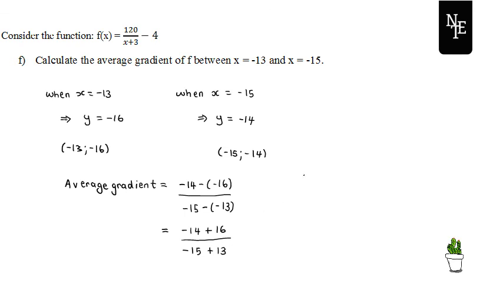Okay, so then this is going to be equal to, well, 16 minus 14 is going to be 2, and negative 15 plus 13 is going to be a negative 2. Right, so that gives us a gradient of negative 1.